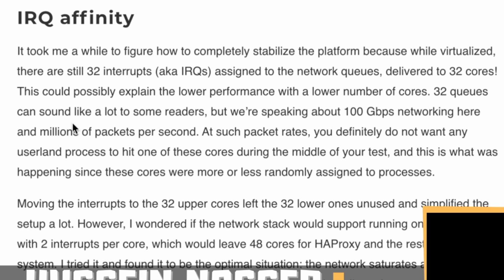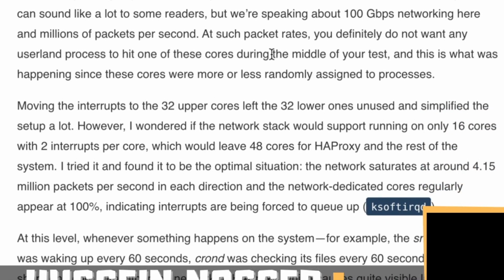32 queues can sound like a lot to some readers, but we're speaking about 100 gigabit per second networking here and millions of packets per second. At such packet rates, you definitely do not want any userland process to hit one of these cores during the middle of your test, right? Because you don't want these CPUs busy. These beautiful cores are busy serving your network latency. They're just sending out data. If you are executing your stinking Node.js Express and taking precious time from these cores, the test is going to suffer.